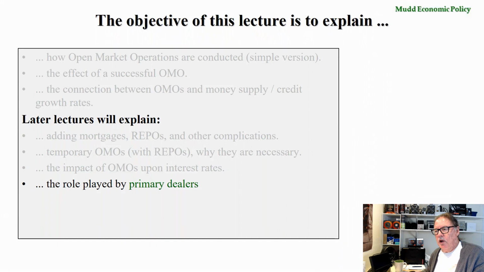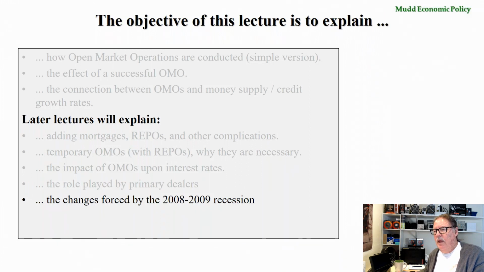Then we're going to talk about the role played by primary dealers, because that complicates the picture a little bit. And again, you're saying, I don't know what a primary dealer is. Well, the promise here is that it will be explained when we get to it, more than once actually, so that you will understand. And then you can't understand what's going on with the Federal Reserve System now, I should say, without understanding what they did in response to the recession that began in 2008 and continued to 2009, and the recovery that followed.